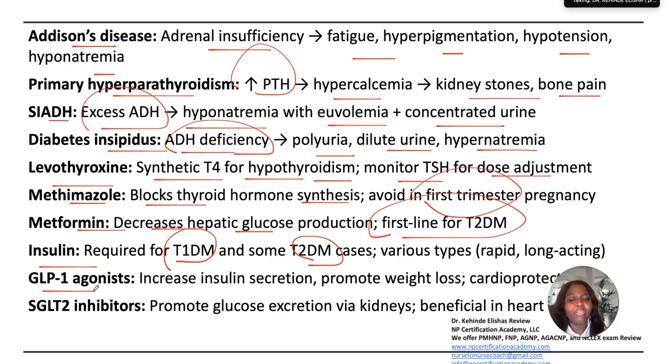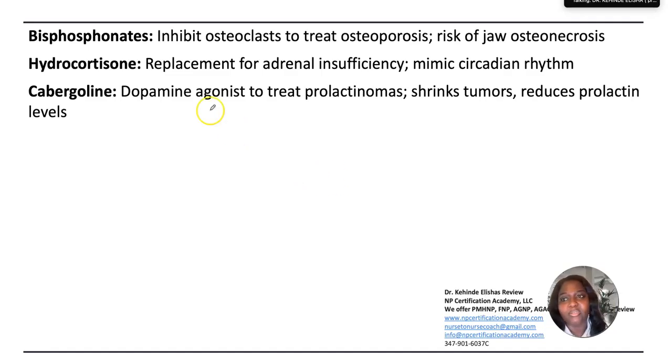GLP-1 agonists will increase insulin secretion. It's going to promote weight loss, and cardioprotective is also a good part of GLP-1. Now, SGLT2 inhibitors will promote glucose excretion via kidneys, so it is very, very good for heart failure patients.